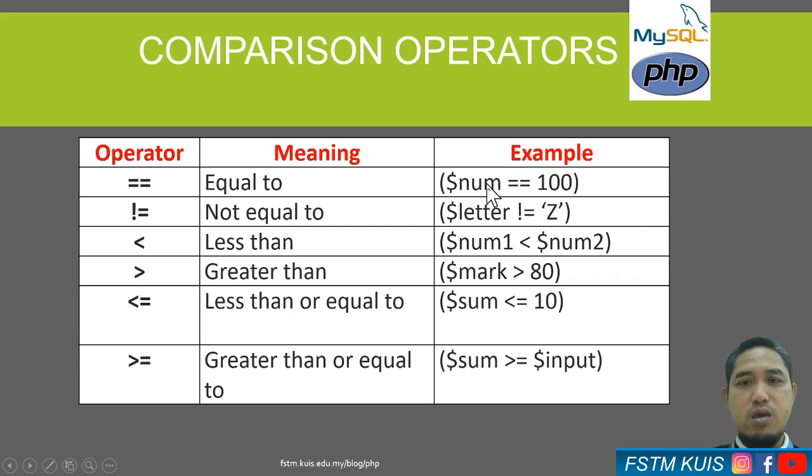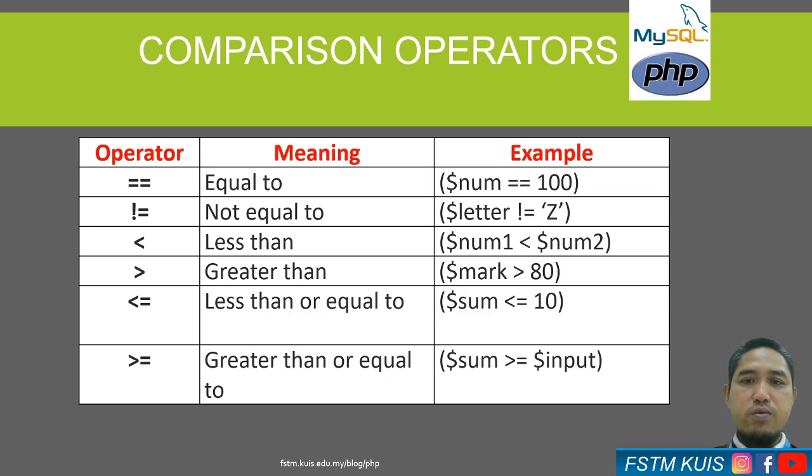So let's say here num is a variable, so we don't know what the content of num is. The program would like to compare whether num contains the value of 100. If num contains the value of 100, meaning num is equal to 100, the result is true. So this comparison, or this statement, will result in a true statement.